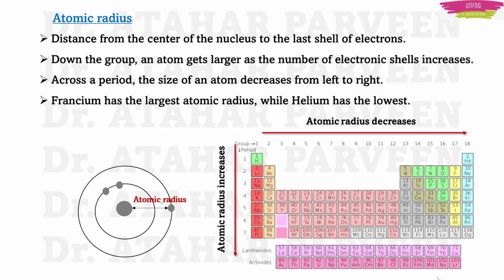And with this we can say that francium has the largest atomic radius in the periodic table while helium has the lowest atomic radius. Okay, so francium has the largest atomic radius and helium has the lowest atomic radius. This can be asked as a multiple choice question in the examination.